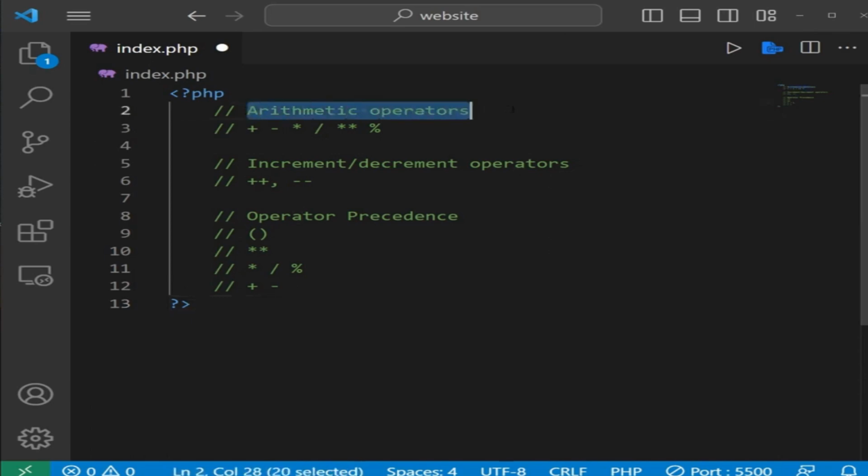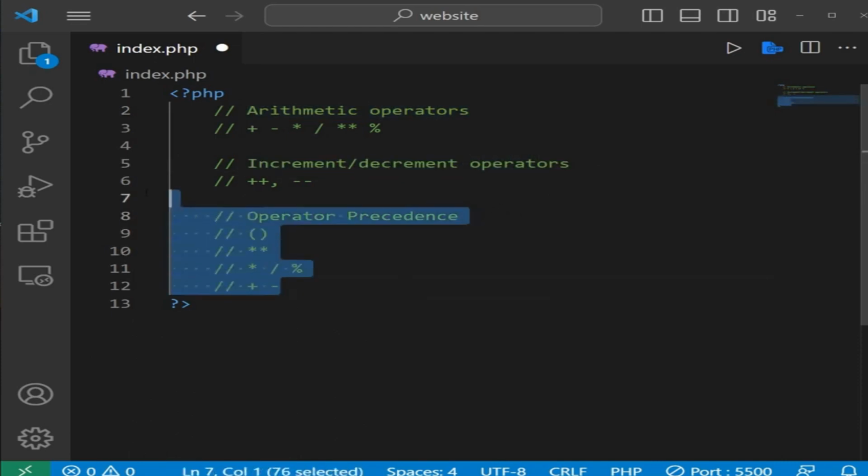First we have arithmetic operators, then the increment and decrement operators, followed by operator precedence. Let's begin with arithmetic operators.